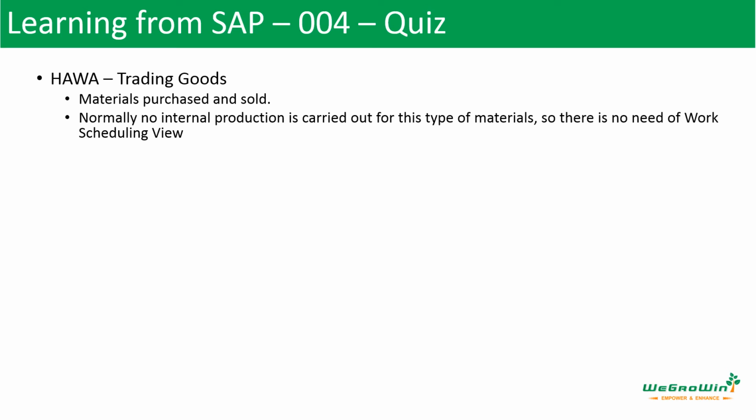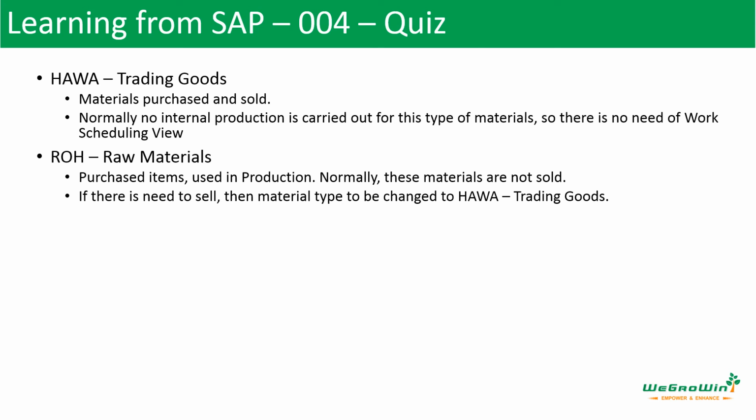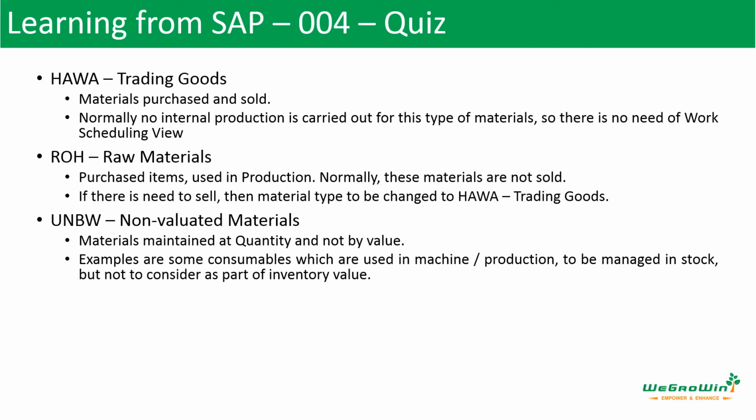HAWA, trading goods. These are materials purchased and sold. Normally, internal production is not carried out for these items. There is no need for a work scheduling view for these items. ROH, raw materials. These are the purchased items used in production. Normally, these are not sold. If at all it has to be sold, it is better to use material type HAWA, trading goods.